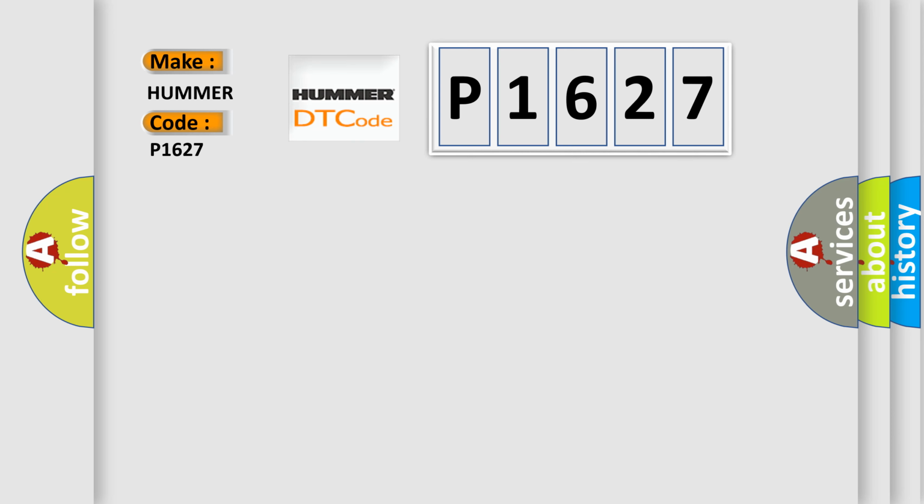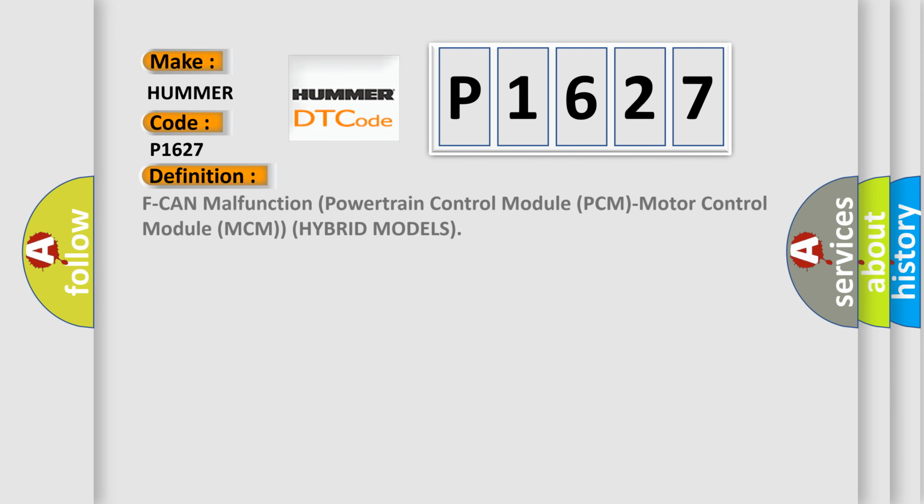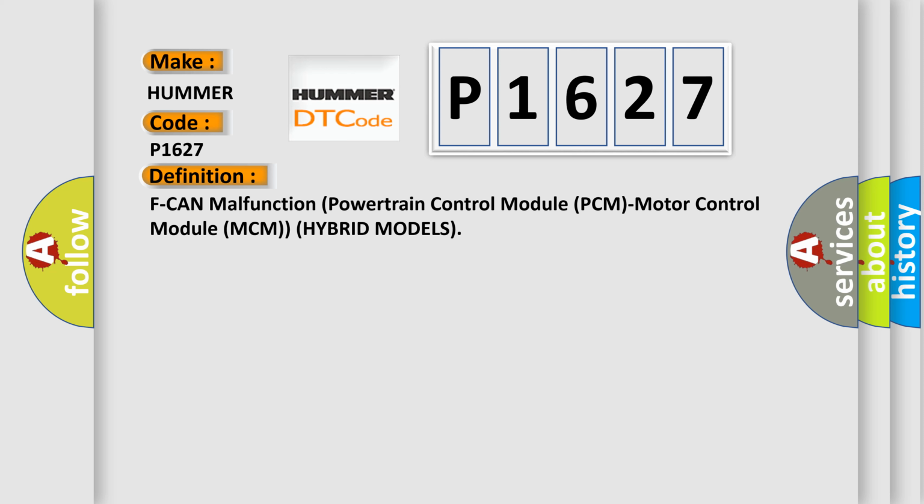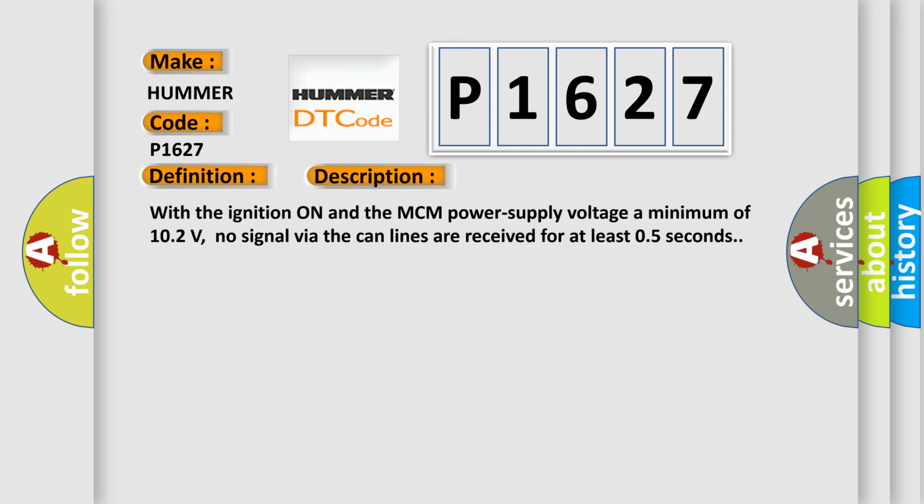The basic definition is FCON malfunction, powertrain control module PCM, motor control module MCM, hybrid models. And now this is a short description of this DTC code. With the ignition on and the MCM power supply voltage a minimum of 10.2 volts, no signal via the CAN lines is received for at least 0.5 seconds.